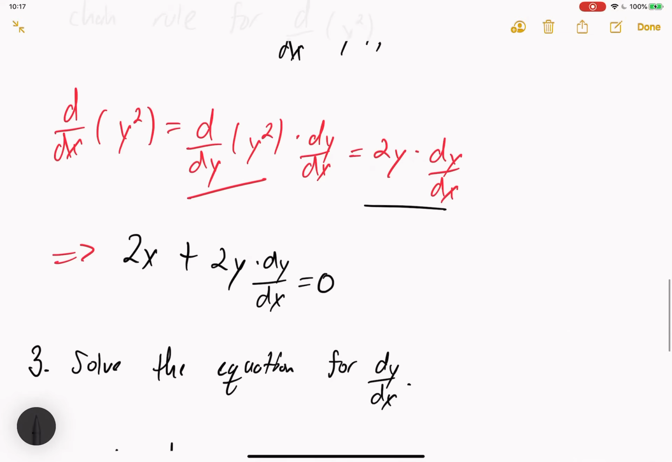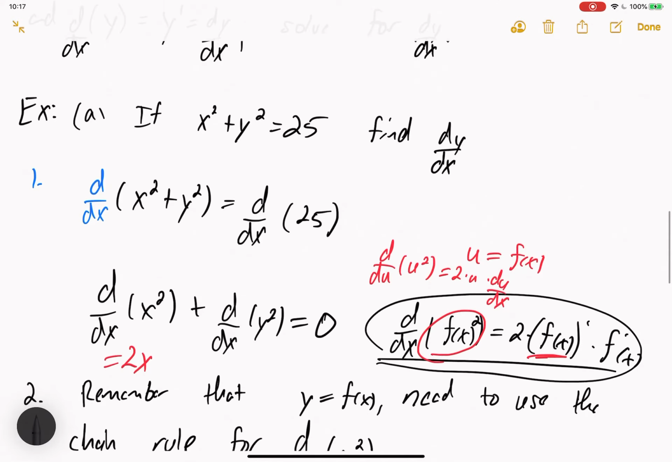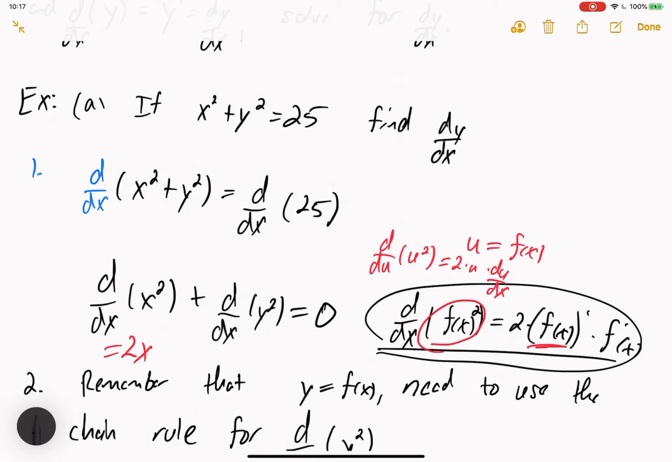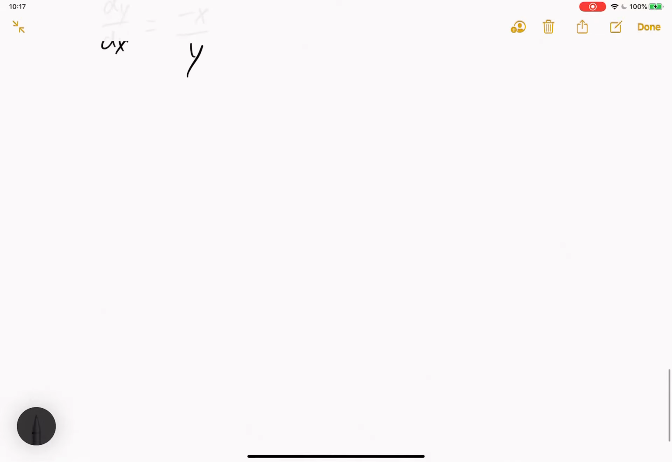So, this was the first part. We wanted to find dy dx, but how can we use that to find an equation of a tangent line? So let's build off of this. Say for part B, I'm going to find the equation of the tangent line.